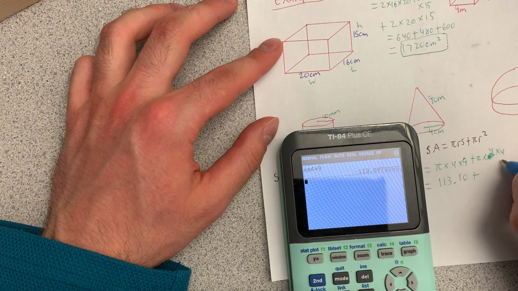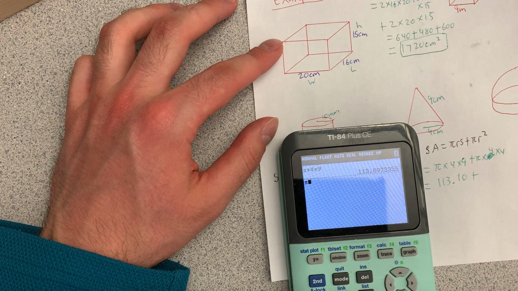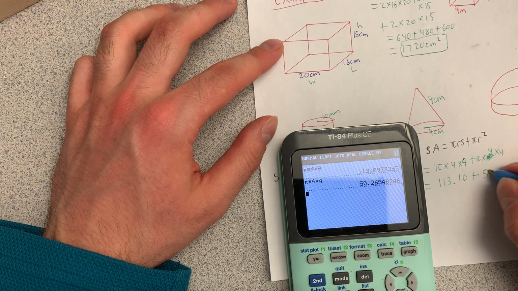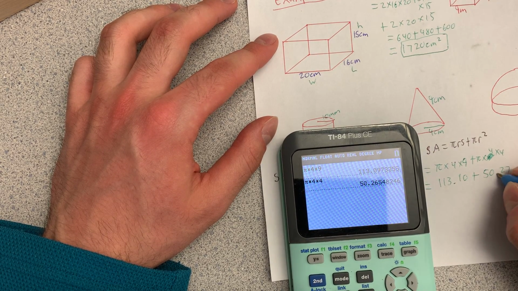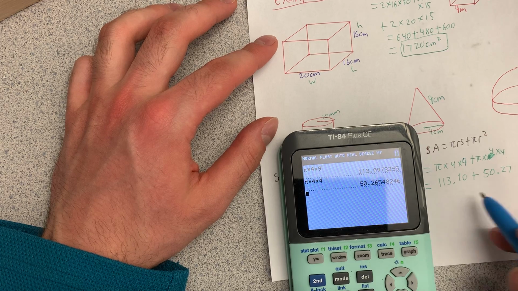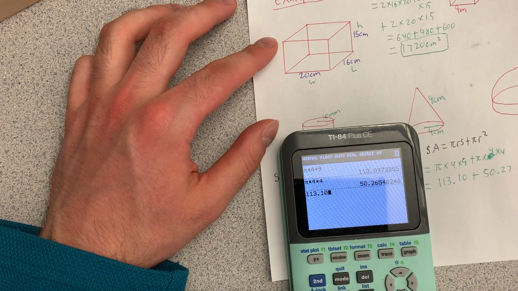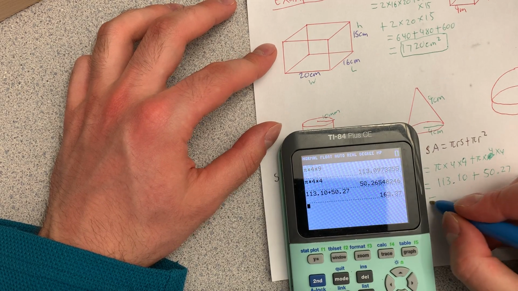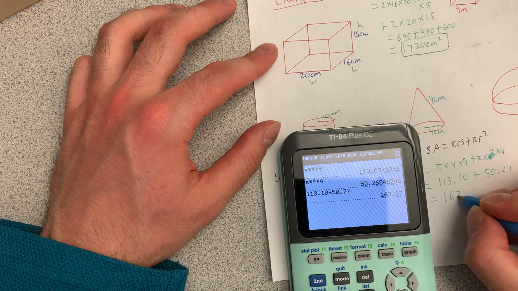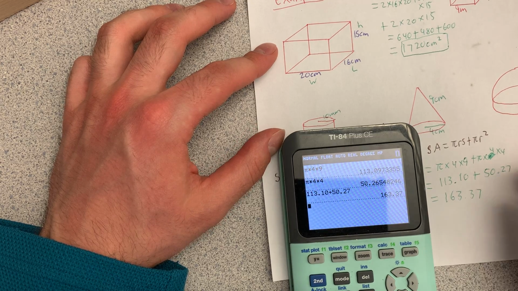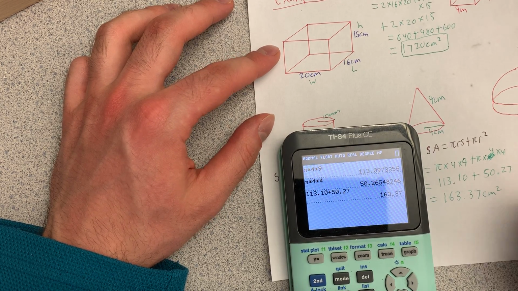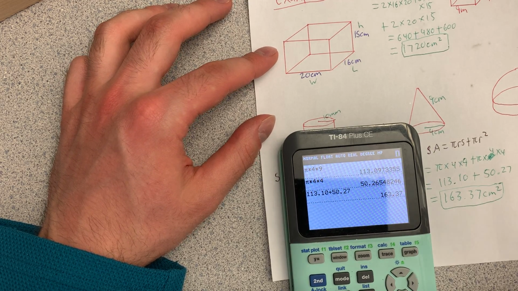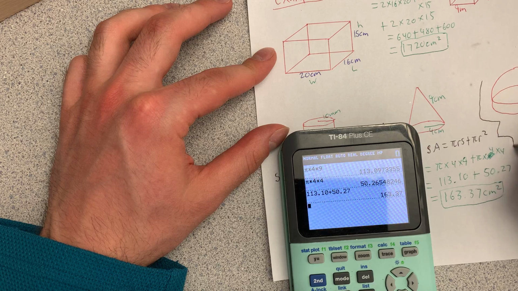Plus, I'm going to multiply that stuff out. So pi times 4 again. And I get 50.27. And now I'm just going to add those 2 together. I get 163.37 centimeters squared. Awesome. Finally, we have one more to do here.